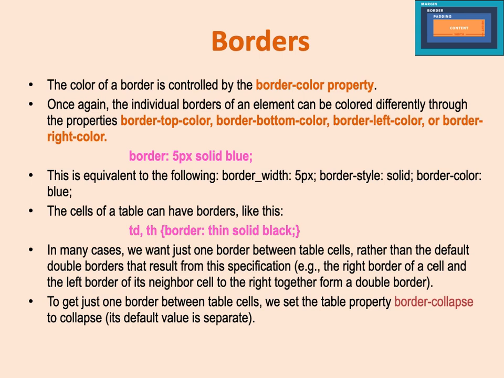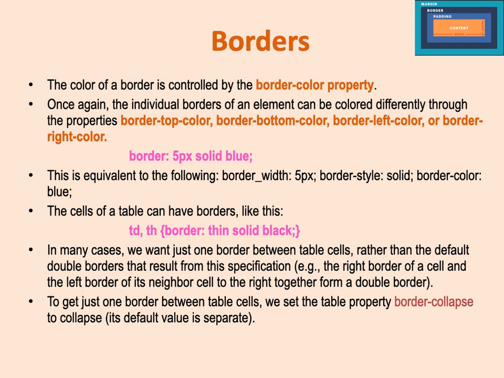In many cases we want just one border between table cells rather than the default double borders that result from this specification. For example, the right border of a cell and the left border of its neighbor cell to the right together form a double border. To get just one border between table cells, we set the table property border-collapse to collapse. Its default value is separate. So this is how borders of table cells are specified using the border-collapse property for collapsing. Its default value is separate actually.